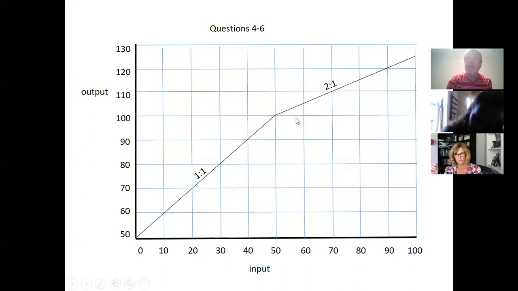And now you're making the compression ratio 2 to 1. So now your 60 in is going to be 105 out. My input went up by 10, but my output only increased by 5. And now 70 in is 110 out, if you can see that. Make sense? All right.